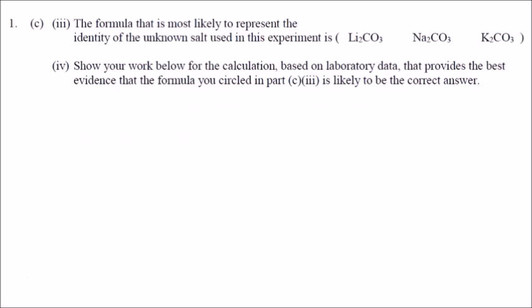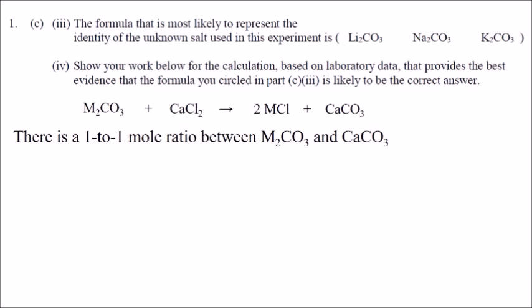Now, the next part says, the formula that is most likely to represent the unknown salt in this experiment is. Before we make this choice, let's go ahead and talk about the reaction. We have a 1:1 mole ratio between the unknown metal carbonate and calcium carbonate. We just learned that the moles of calcium carbonate is 0.0137. That means there is also 0.0137 moles of the unknown carbonate.